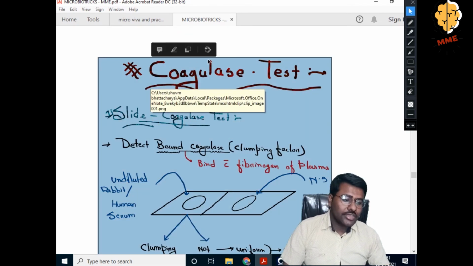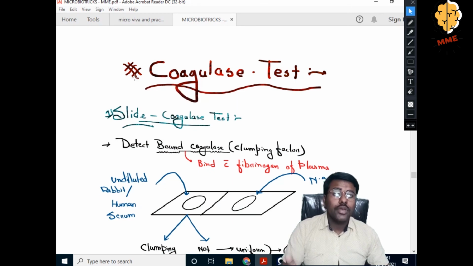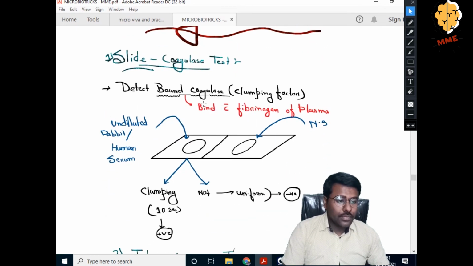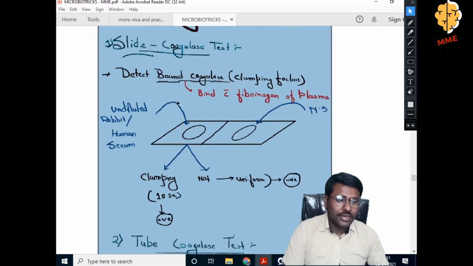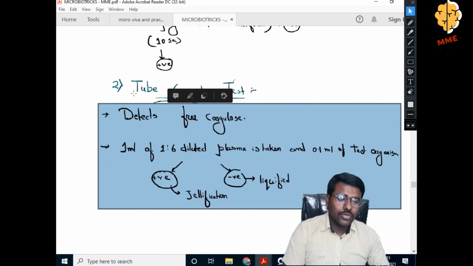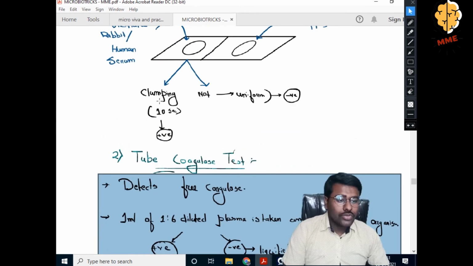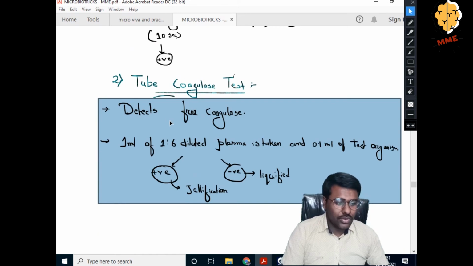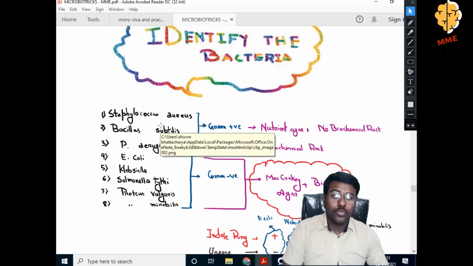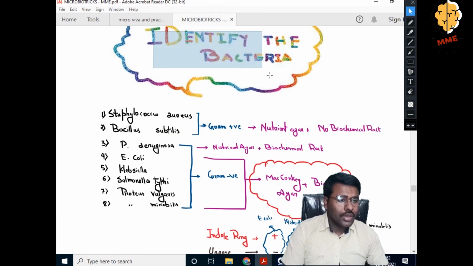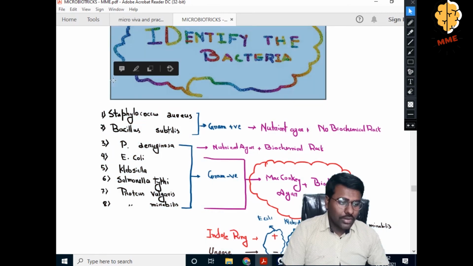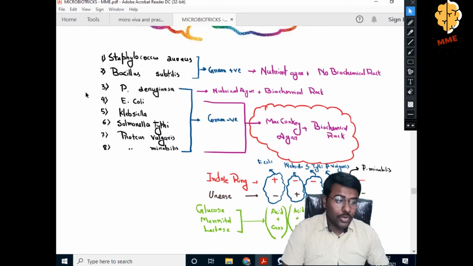Then the coagulase test, you have to perform the coagulase test in case of Staphylococcus if it comes as your unidentified bacteria, okay. So this is the slide coagulase technique, and they can ask you about the tube coagulase technique, okay. This is very easy, I don't want to discuss that because another full video is there. Coming to the identification of the bacteria, now the main technique of your practical.